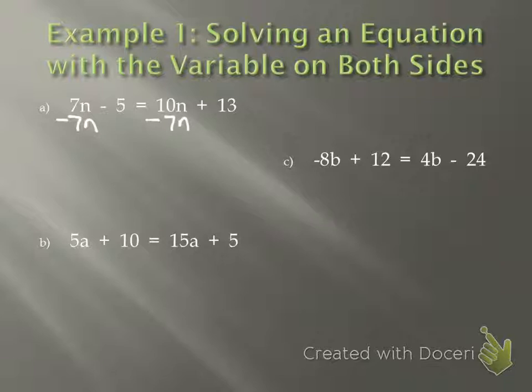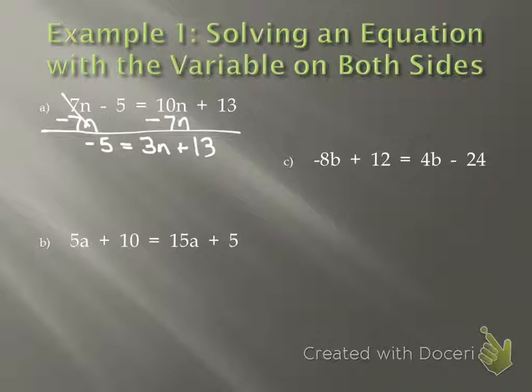And here's what that does. It helps me avoid having a negative number attached to my variable. If I move my smaller variable to the other side, then I'm not going to end up with a negative variable. Sometimes you can't help it, like if you have two negatives, but most of the time it works to do it that way. All right, so now I have a negative 5 left on this side equals 3n plus 13. And now I can just solve this like a regular two-step equation.